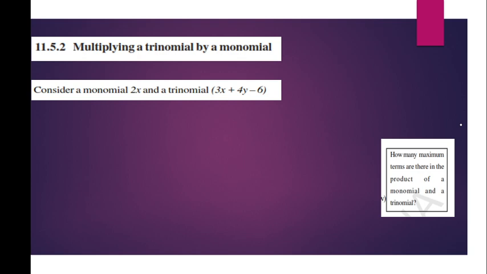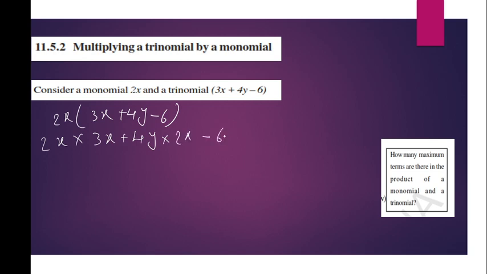Multiplying a trinomial with a binomial. Now the example given in the textbook is 2x into 3x plus 4y minus 6. Now multiply this inside according to the distributive law. 2x into 3x plus 4y into 2x minus 6 into 2x.